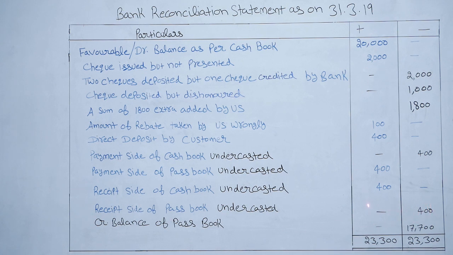Total of debit side item is 23,300. Total of minus side item is 5,600. So after deducting 5,600 from the 23,300, then we get credit balance of passbook. Credit balance means the positive balance of passbook. Why positive balance? Because the total of positive side item is more than minus side.